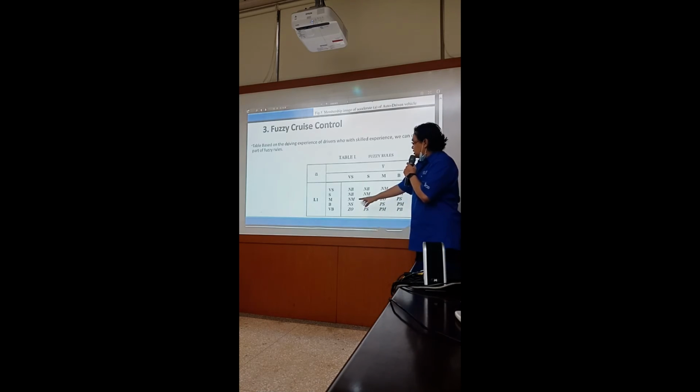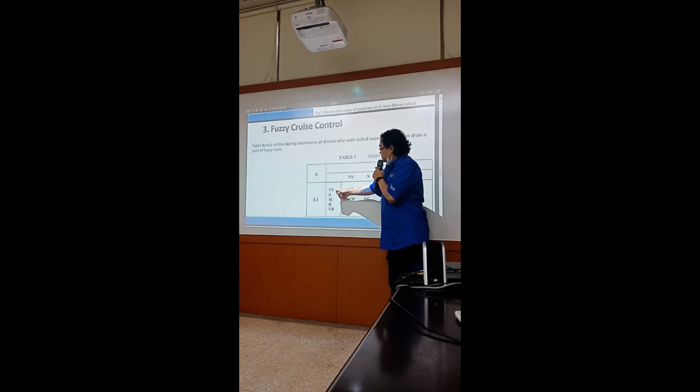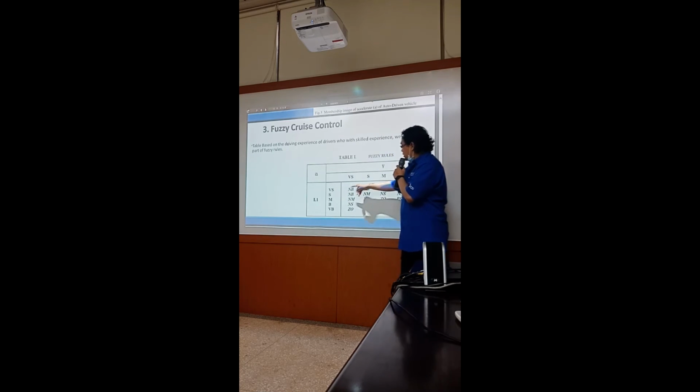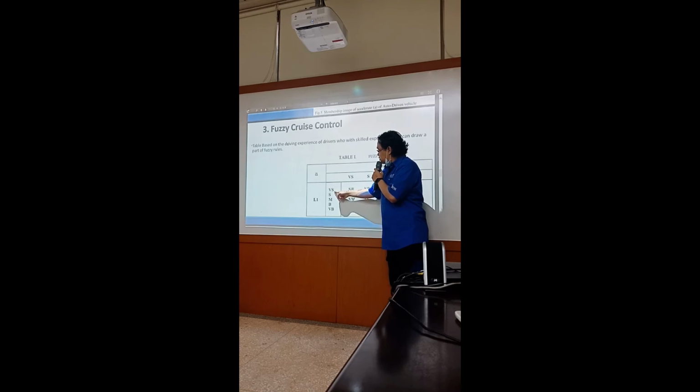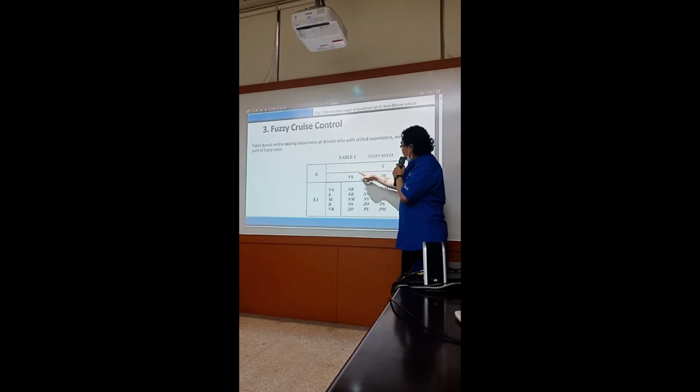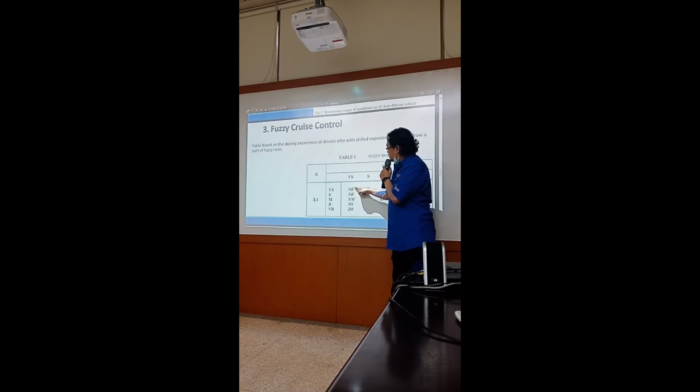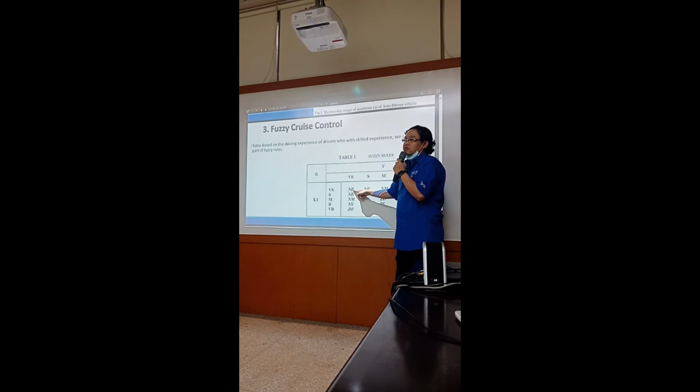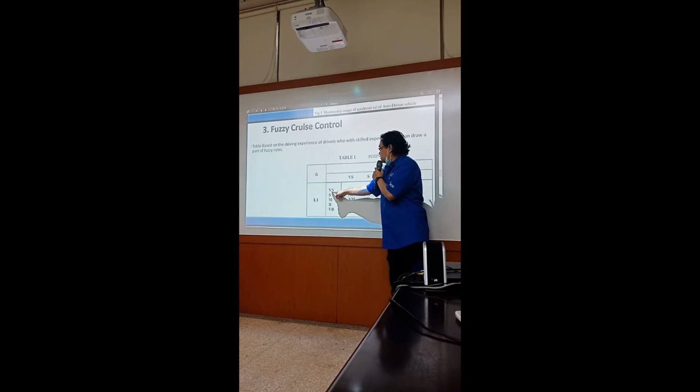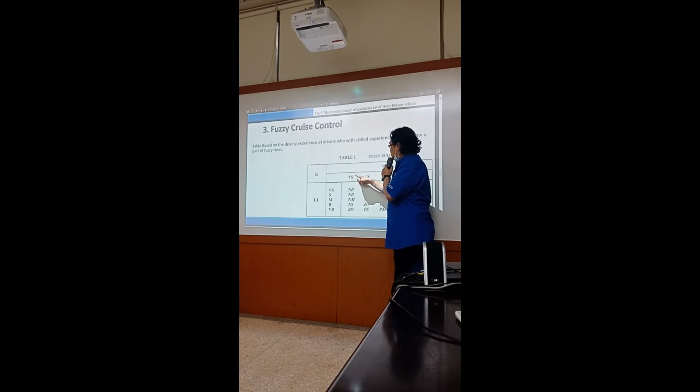So for this example, with a very small distance and very small velocity, the acceleration will be negative big. It means slow down. Negative big is negative 5, so it will slow down. For a short distance and slow speed, then brake.